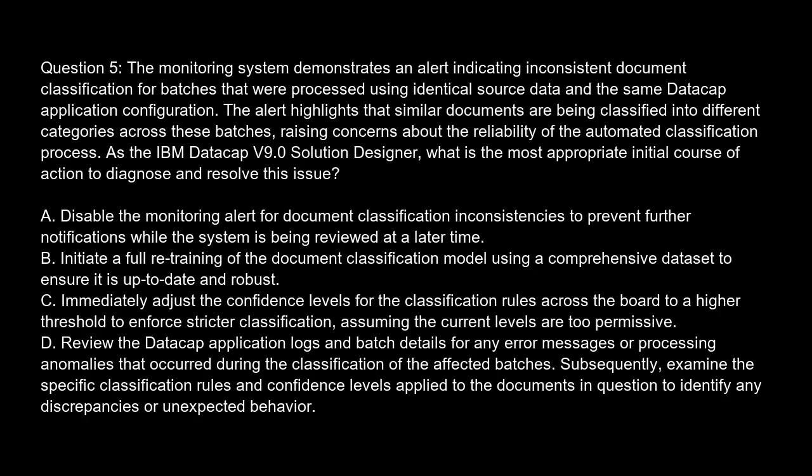Option A. Disable the monitoring alert for document classification inconsistencies to prevent further notifications while the system is being reviewed at a later time. Option B. Initiate a full retraining of the document classification model using a comprehensive dataset to ensure it is up-to-date and robust. Option C. Immediately adjust the confidence levels for the classification rules across the board to a higher threshold to enforce stricter classification, assuming the current levels are too permissive.